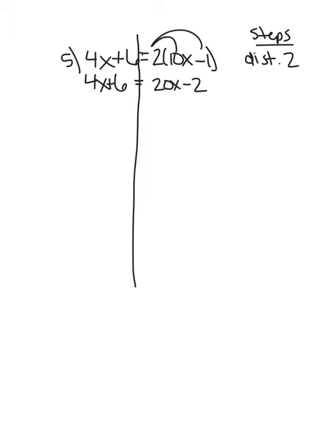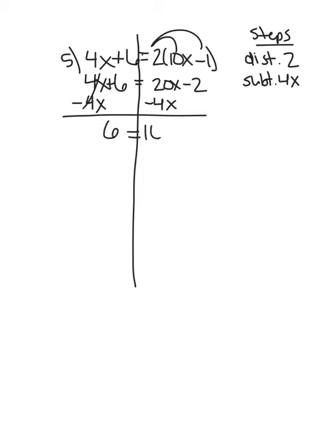Still got variables on two sides, so we have to move either the 4x or the 20x. I think it's going to be easier to move the 4x, so I'm going to subtract 4x from both sides. Right, minus 4x means 6 equals 16x minus 2. Now 6 is simplified on the left, 16x minus 2 simplified on the right.